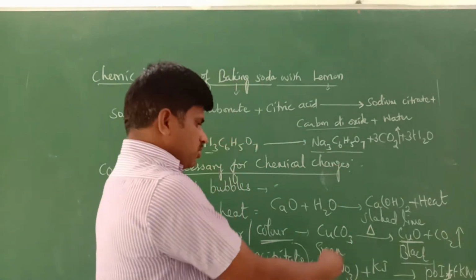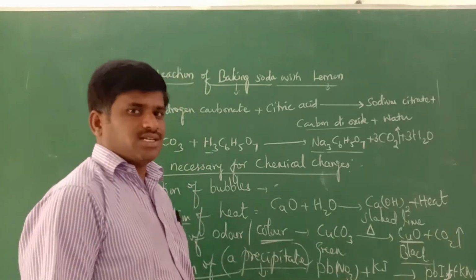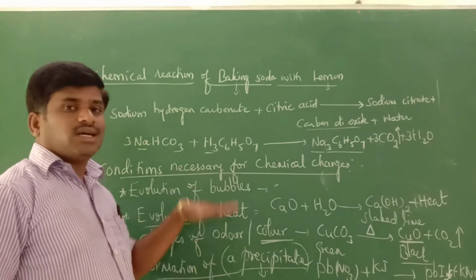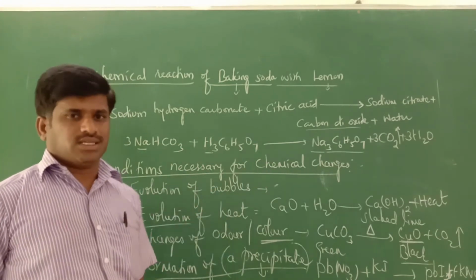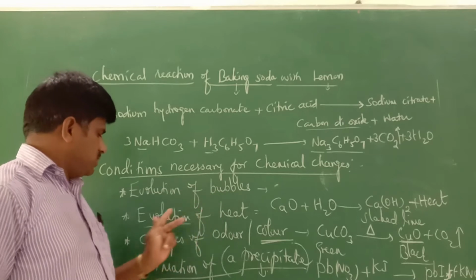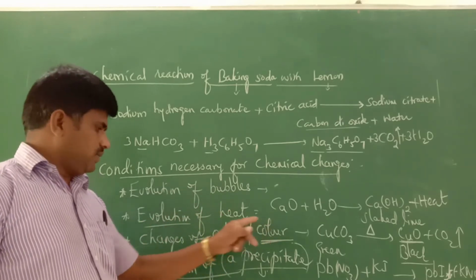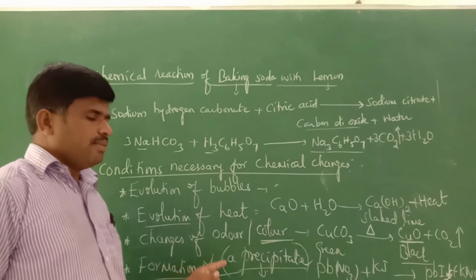And this is about some of the chemical reactions forming a precipitate. So these are the basic conditions required for the chemical changes. What are they? Evolution of bubbles, evolution of heat, changes of odor or color, formation of a precipitate.